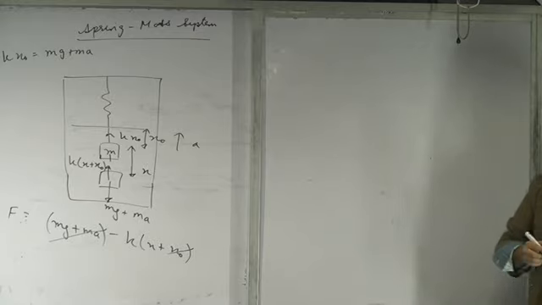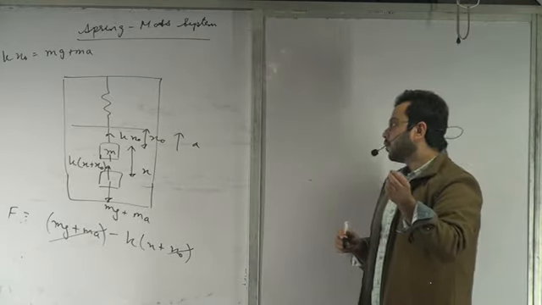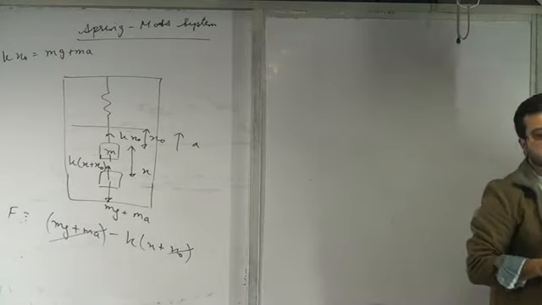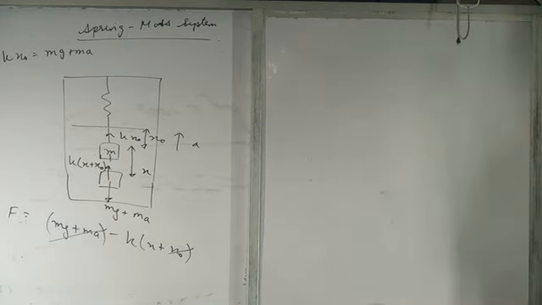Correct. Time period of a spring mass system only depends upon M and K. Alright? The time period of an SHM or spring mass system only will depend on M and K. Is that correct? Okay.